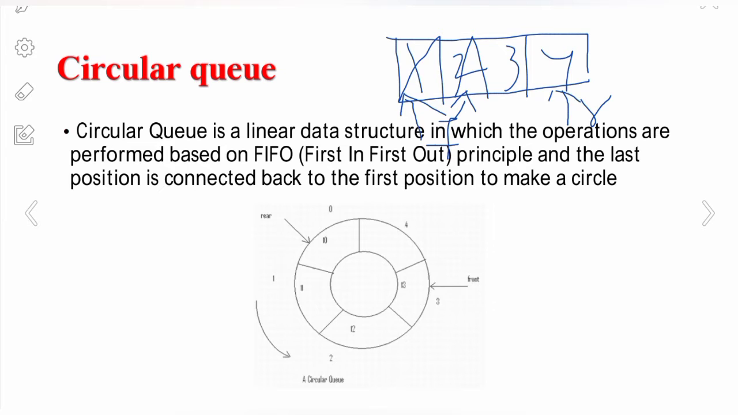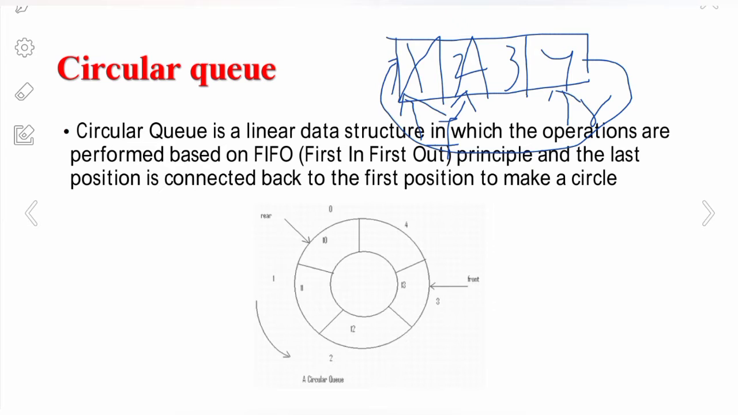That's why we are connecting the end of the queue to the starting of the queue. Now the rear can increment to the starting of the queue and we can insert the data into the queue. So using the circular queue, we are using the unused memory space in the queue. This is the main benefit of the circular queue.